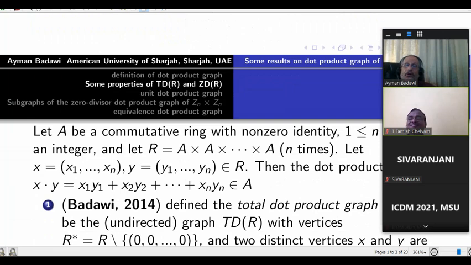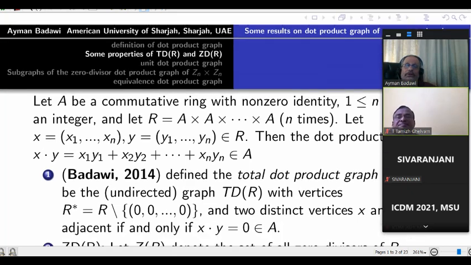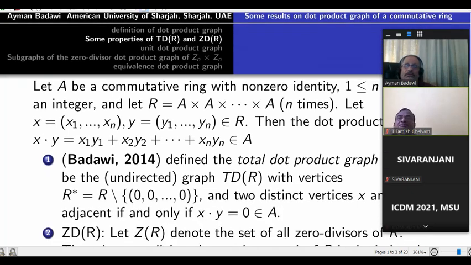In fact, this talk relies on two papers. One of them, from 2015, was written by me, and the other paper was published in 2020 with my student. He did a master's thesis on unit dot graph. Okay, so what's the definition of the total dot product graph?